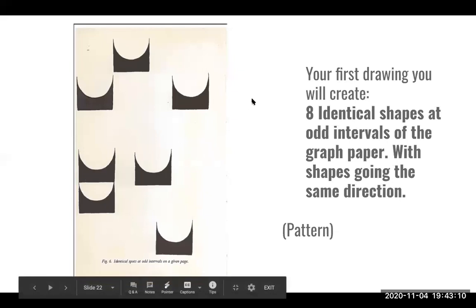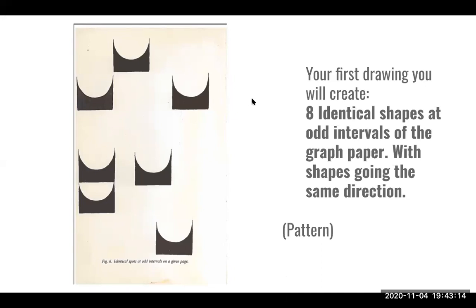For the first drawing, you are going to create 8 identical shapes at odd intervals, not on graph paper, just disregard that. You're going to create 8 identical shapes at odd intervals on your Bristol paper with the shapes going in the same direction. This is going to be a little exploration of pattern. See, all the spikes in this example and the flat bottom, they're all facing the same direction, but they're placed at different intervals on the paper.